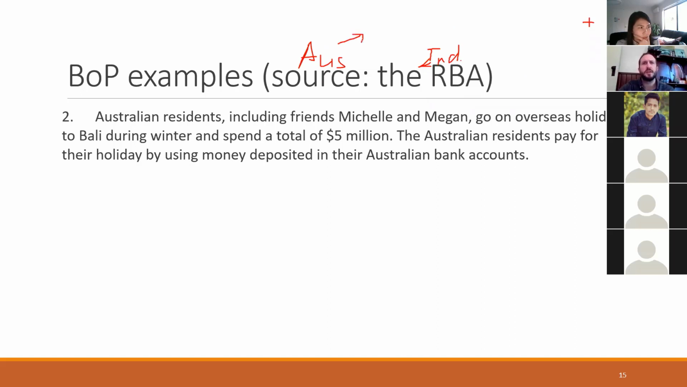Here I'm talking about consumption. I go overseas and I consume some goods and services overseas. If it's consumption of goods and services, I know that one entry should be in my current account.